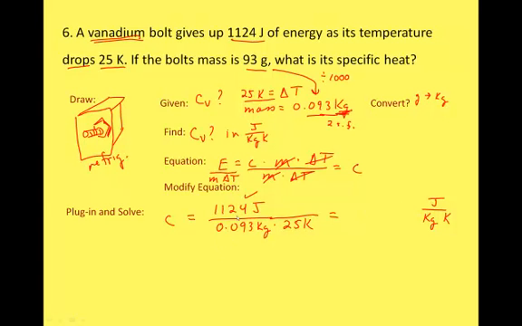So now we just have to divide 1,124 by 0.093 times 25, and that gives us 483.44 on the calculator, joules per kilogram K. So we need to round to just 2 digits, since that's all we have in any of the original measures. So this rounds to 480 joules per kilogram K, and this is for vanadium.